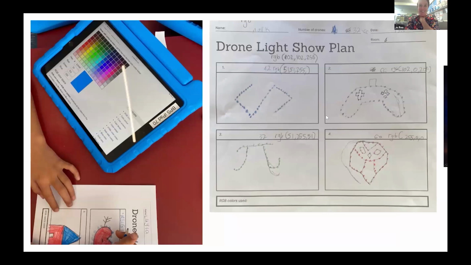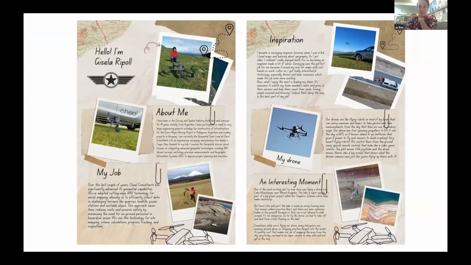So Kiwi. The kids then designed their own light drone show to represent what they love, and we used the RGB codes to tell the drone what color you wanted it to flash. They planned out how many drones they'd need to make their shape in the sky, and they planned out their RGB color as well. So linking in the digital technologies here.